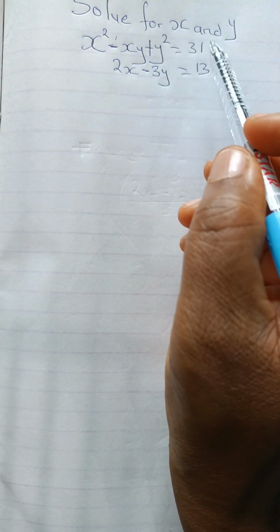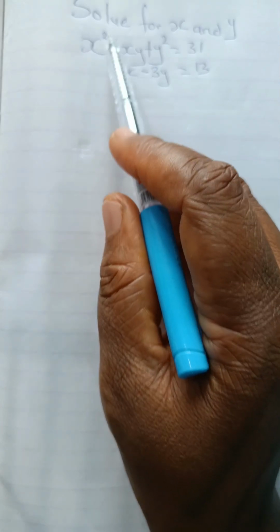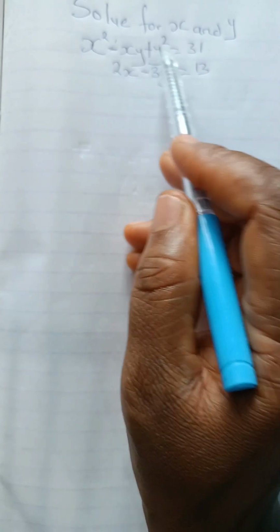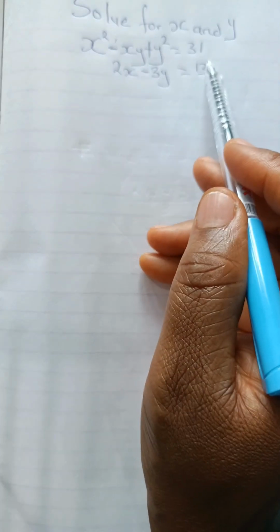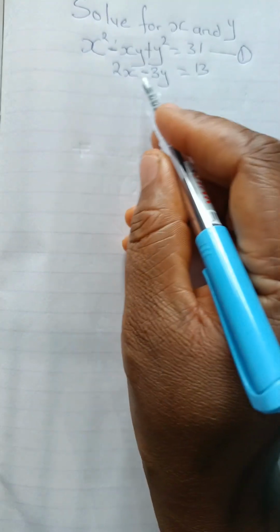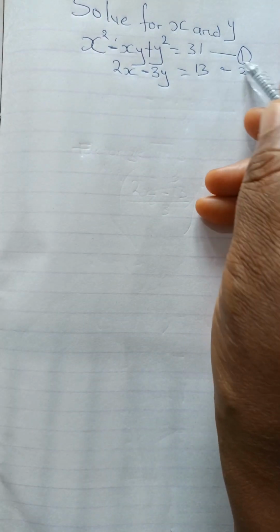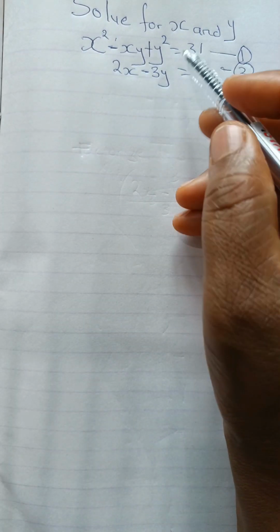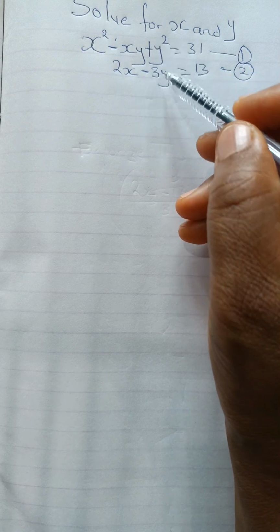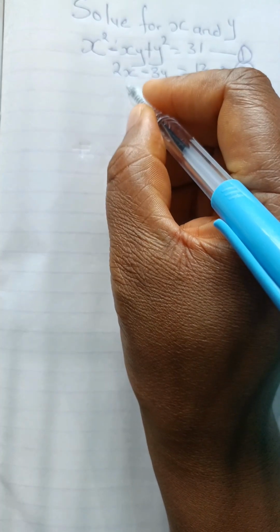So let's solve for x and y. x squared minus xy plus y squared equal to 31 is equation 1, and equation 2 is 2x minus 3y equal to 13. We're going to use either of the equations to make y stand on its own. So let's use equation 2.